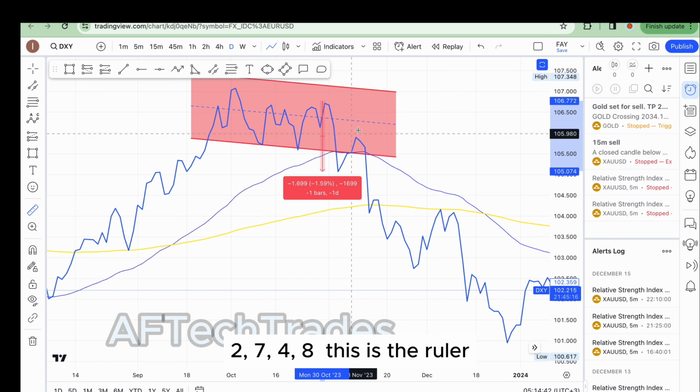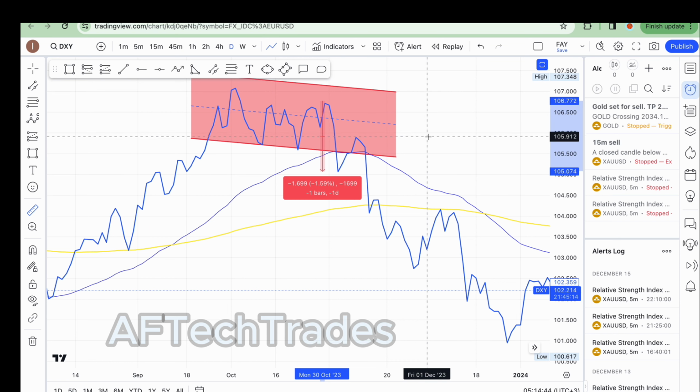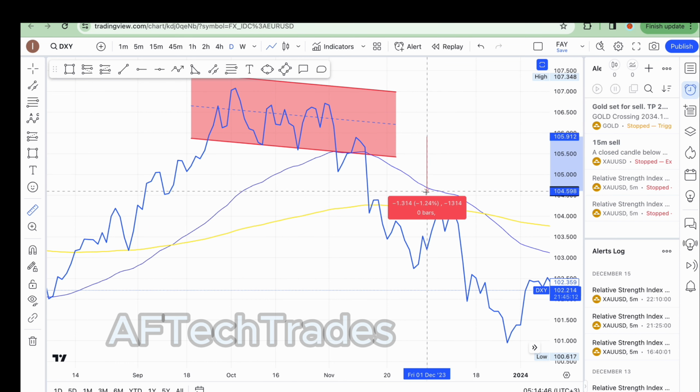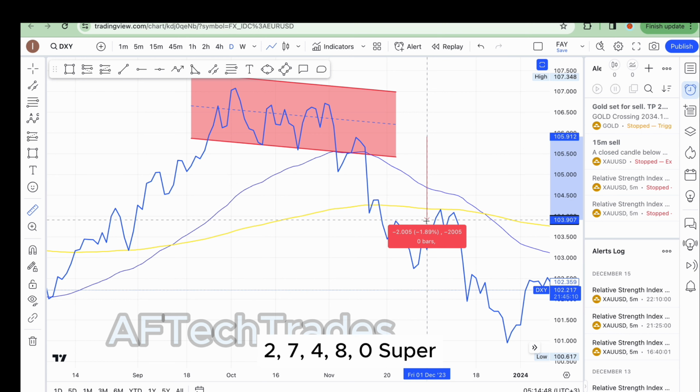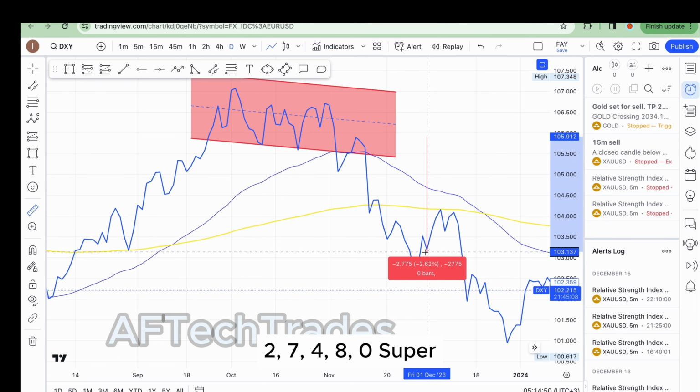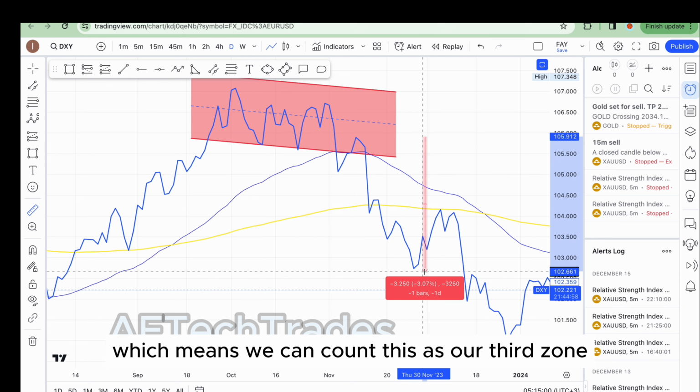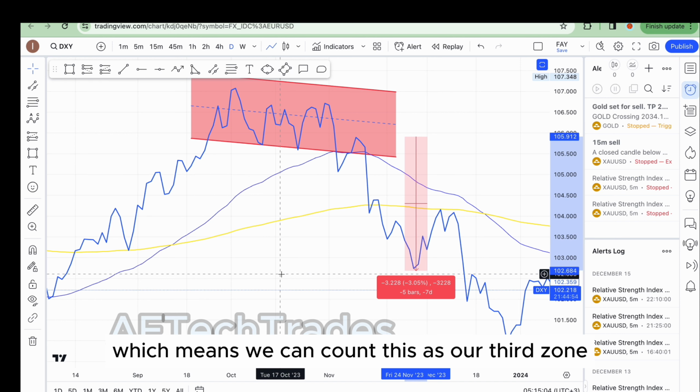This is the ruler from here. 2748. Oh, super. 2741. 2748 is after this line, which means we can count this as our third zone.